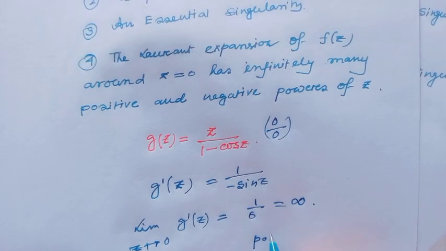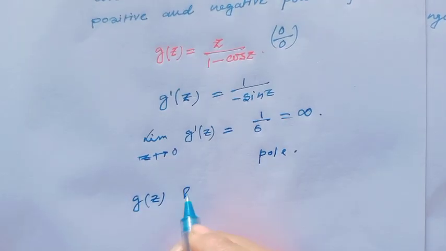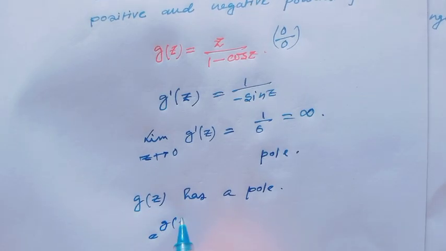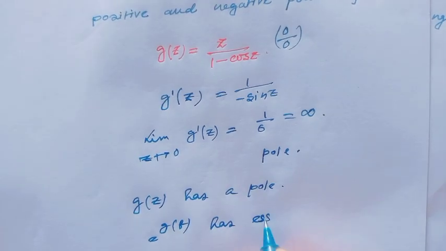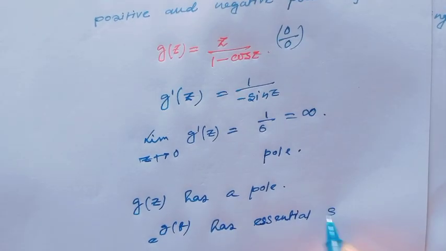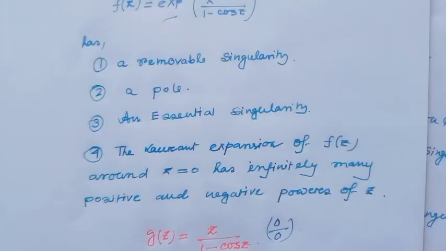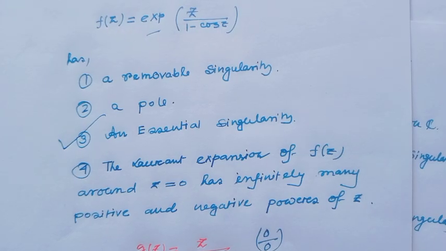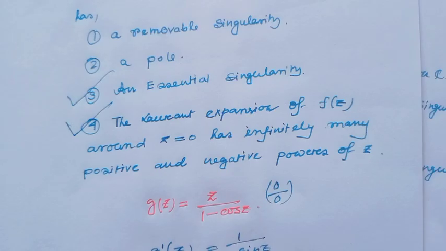That means poles exist. And all of us know, if g(z) has a pole, then e to the power g(z) always has an essential singularity. So option 3 is a right option. The Laurent expansion of f(z) around z equal to 0 has infinitely many positive and negative parts of z. This is also right. That means options 3 and 4 are right options.